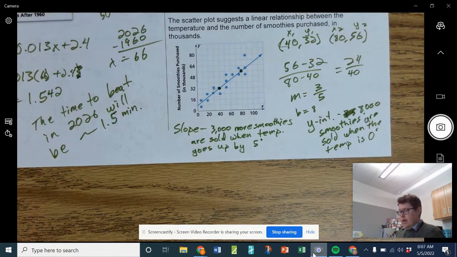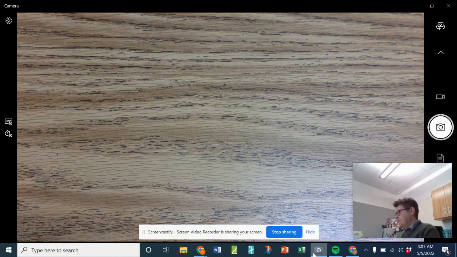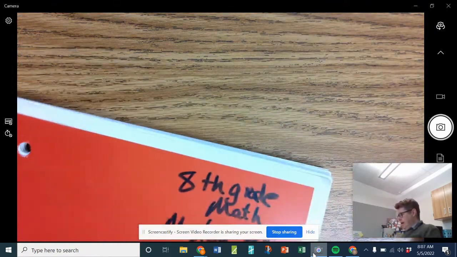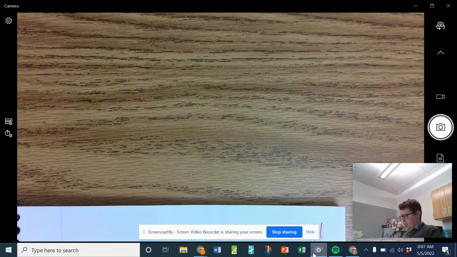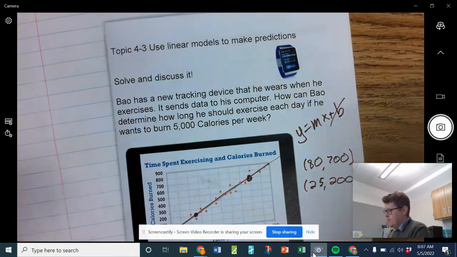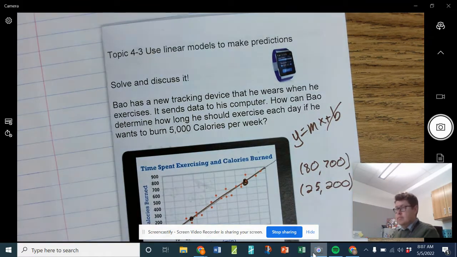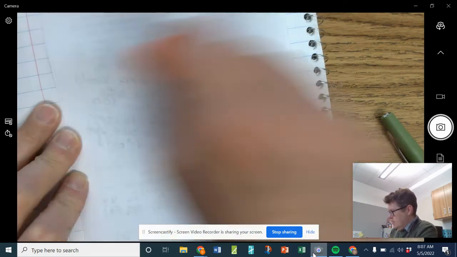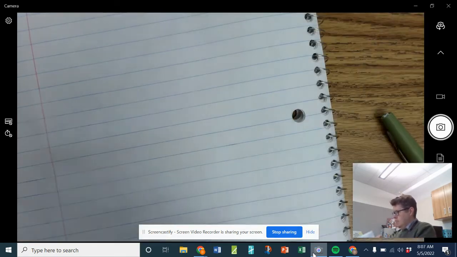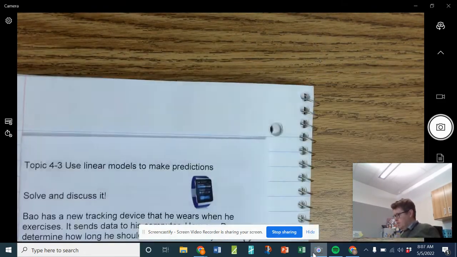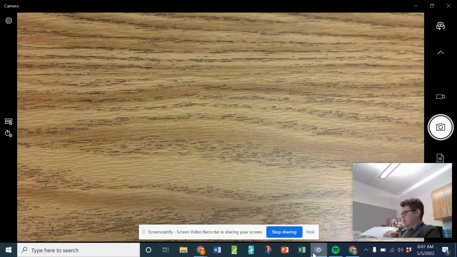There you go. Okay, guys. We're going to put this in our notebook. This is going to be, I think, on page 14, something like that. Okay. So page 14, use linear models to make predictions. 4.3.